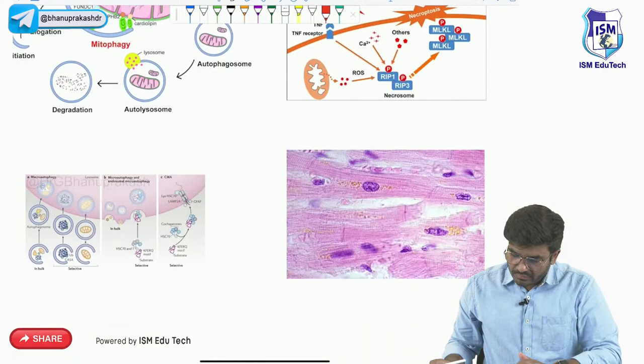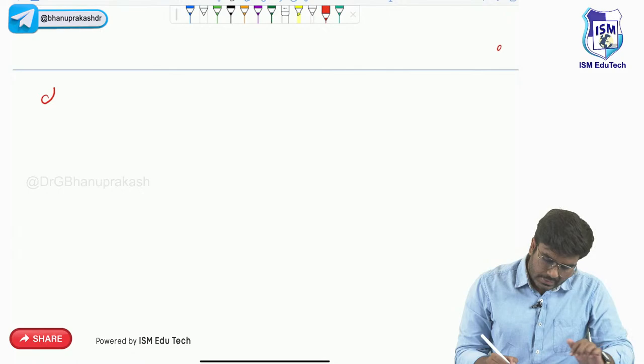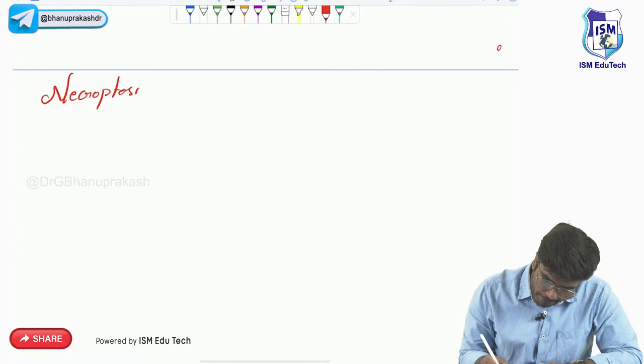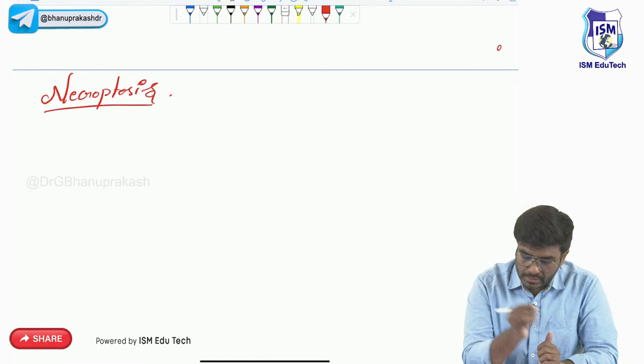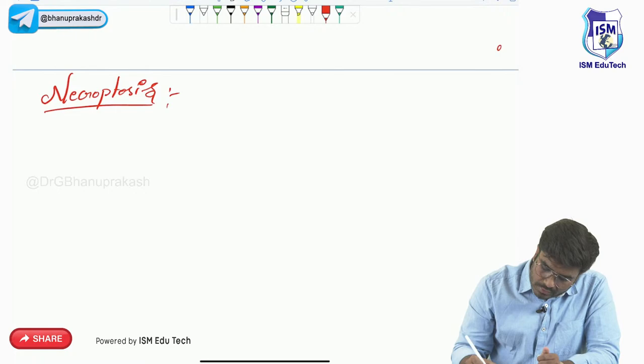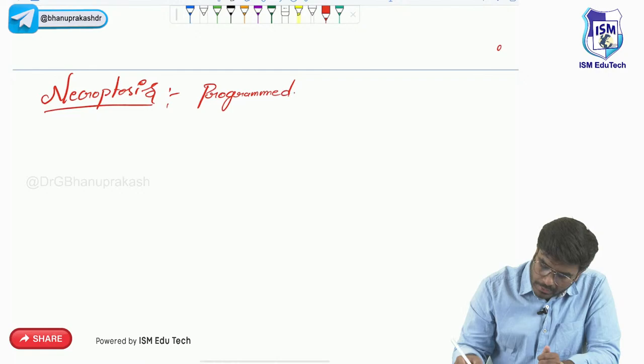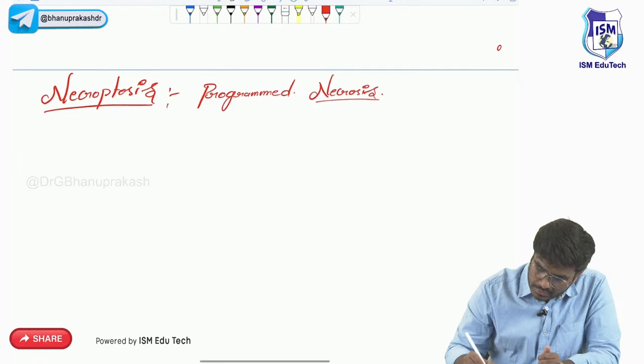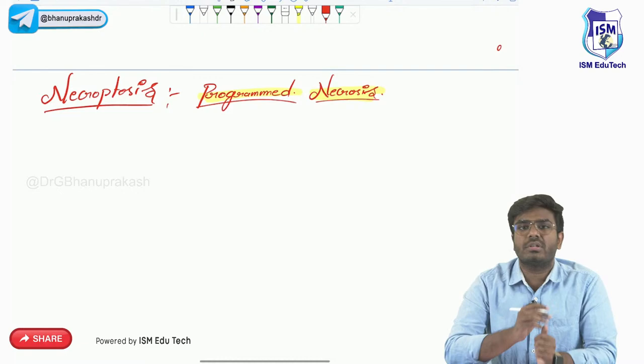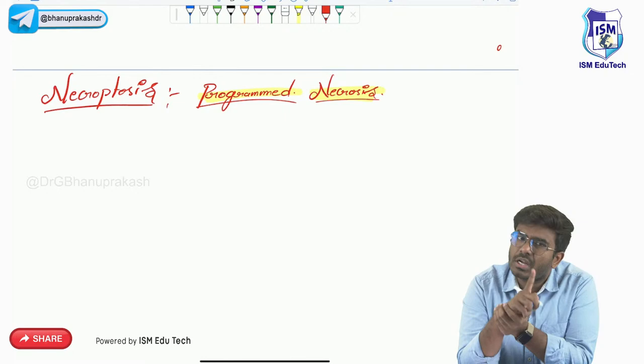The other type of cell death which I want you to know is necroptosis. Now, what exactly is this necroptosis? If you want to know it in one single definition, it is programmed necrosis. Here you will get some kind of confusion. Programmed cell death is apoptosis, not necrosis. But what is the specialty of necroptosis?